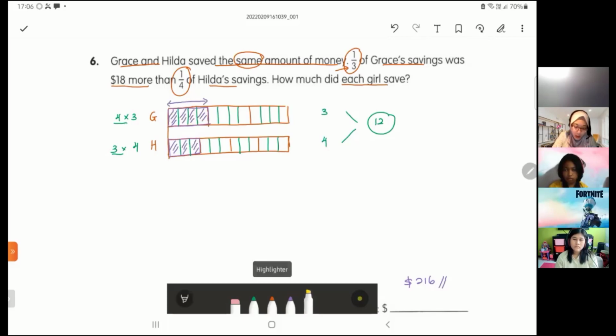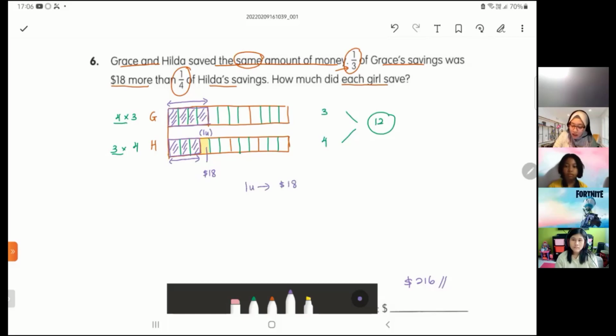Where is the $18 more? Can you see that this is the $18 more? When I compare, this is the odd one out between Grace and Hilda. Can you see? So this is my $18. How many units is the $18? It is actually 1 unit only. 1 unit is $18. Do I stop there? No.